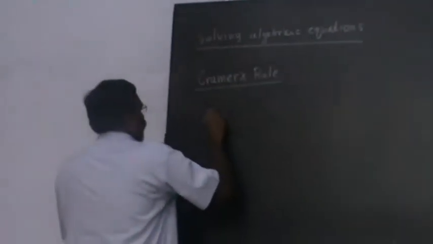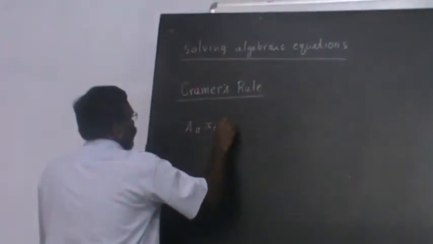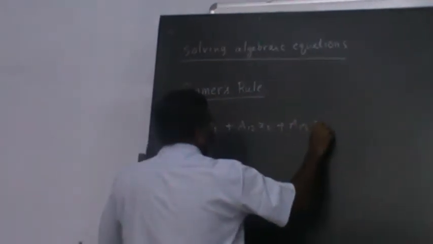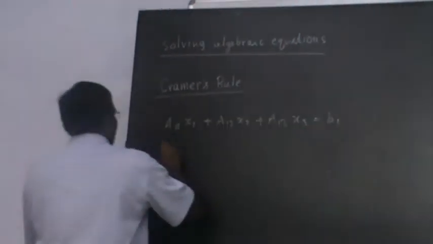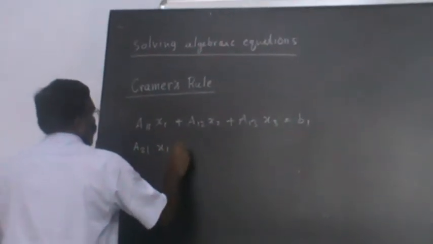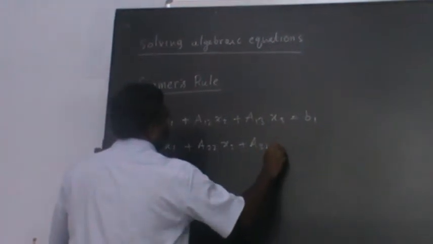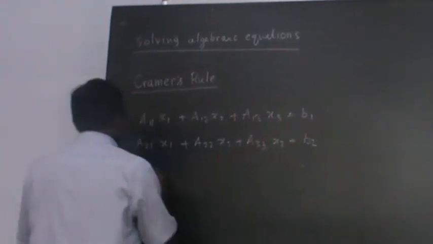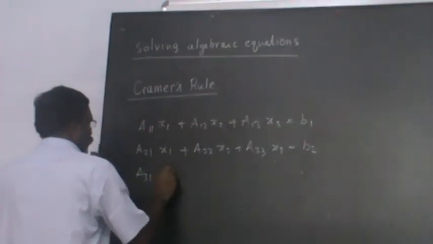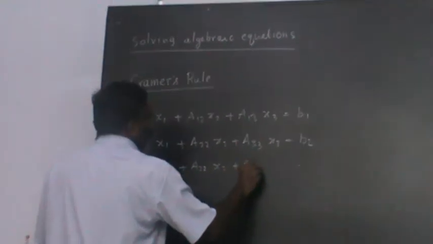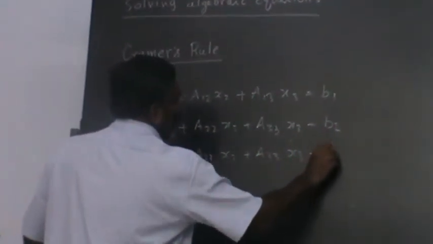Cramer's rule tells us that if you have this system of equations: a11 x1 plus a12 x2 plus a13 x3 is equal to b1, a21 x1 plus a22 x2 plus a23 x3 is equal to b2, a31 x1 plus a32 x2 plus a33 x3 is equal to b3.